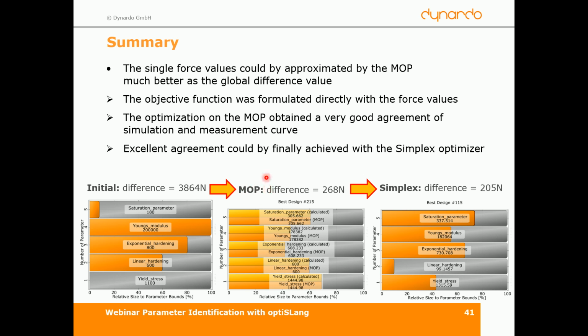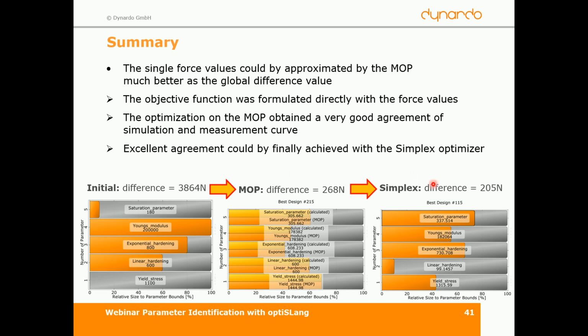If we make the sensitivity and have this MOP and make some optimization on this MOP, we get a final result with a difference of 268 Newton. That means we make some optimization with the help of this 4 steps vector. That means we make some optimization on these 15 MOPs and get really good agreement between measurement and simulation.